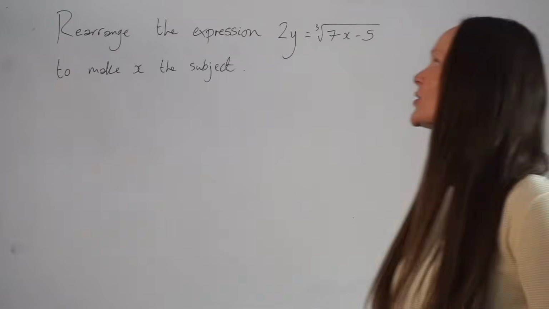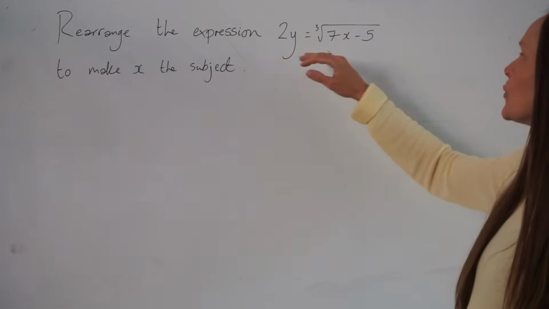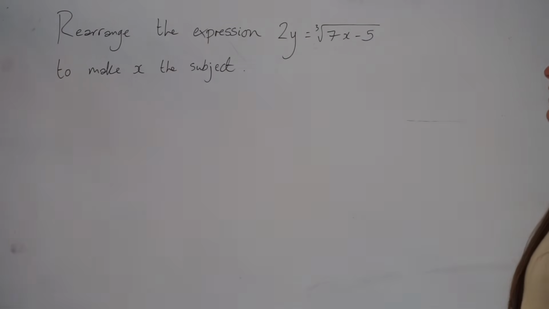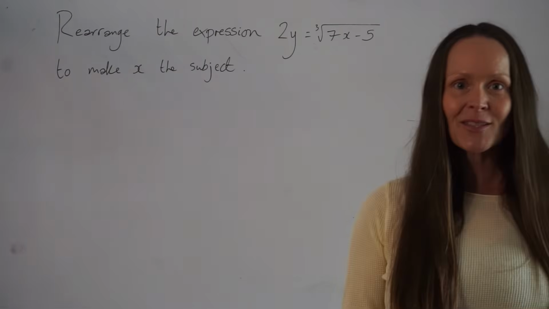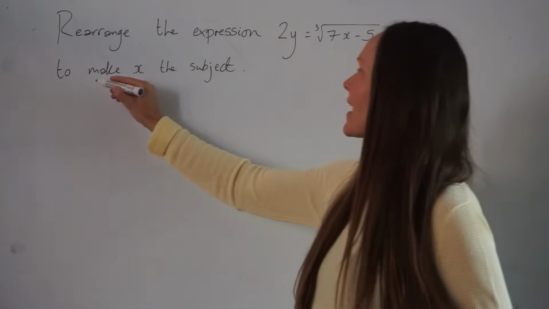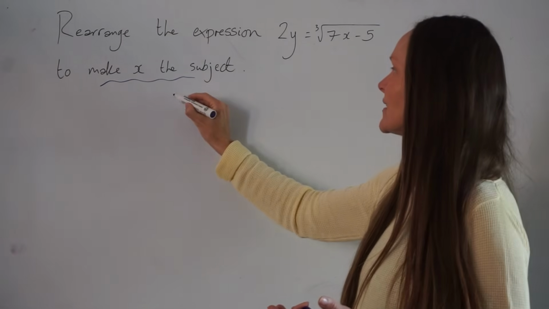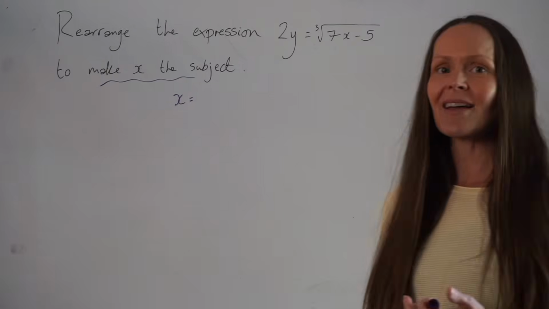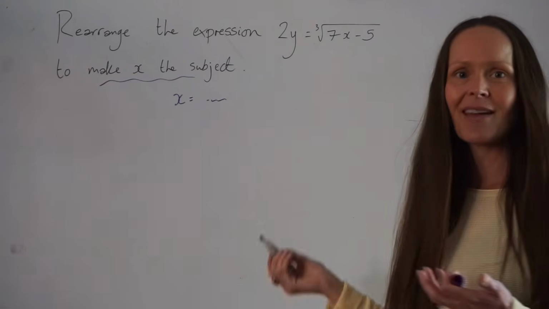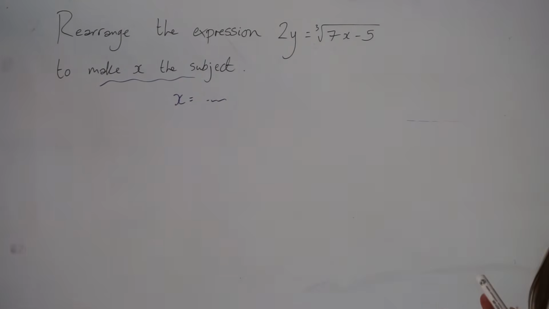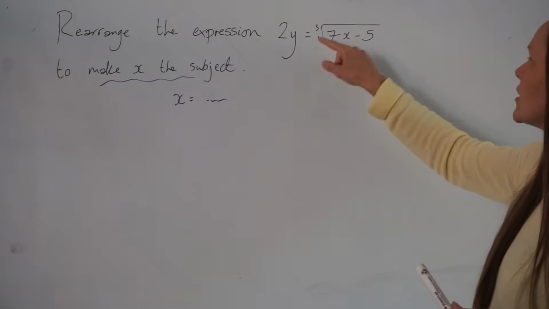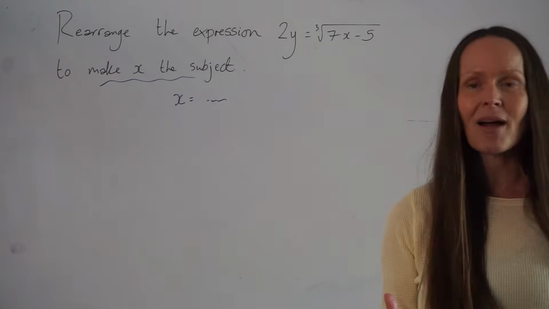I'm going to show you how to rearrange the expression 2y equals the cube root of 7x minus 5 to make x the subject. So when we need to make x the subject, it means we have to rearrange the equation so that it says x equals on one side and then on the other side everything else, okay? So to do that, I need to undo all of the operations around x until x is by itself.